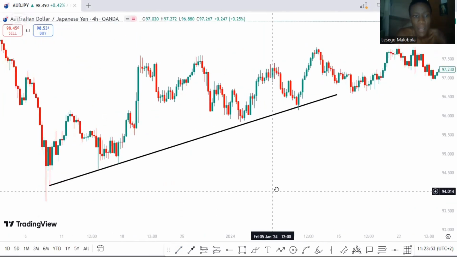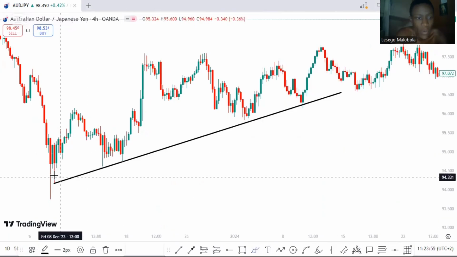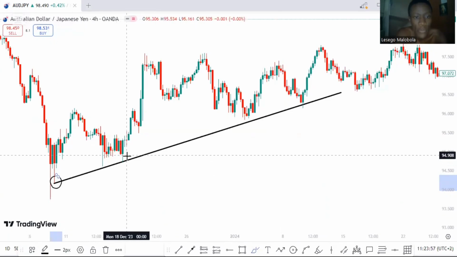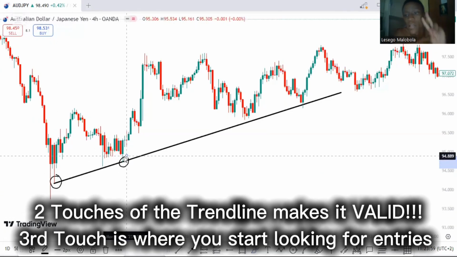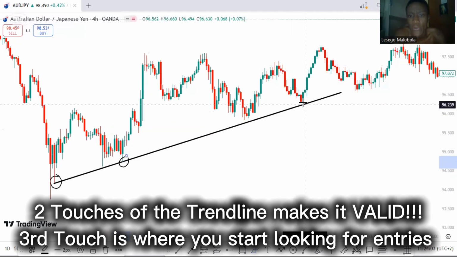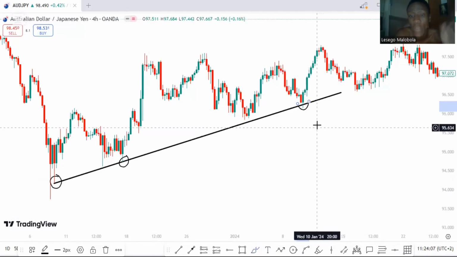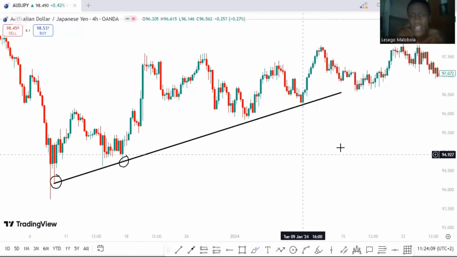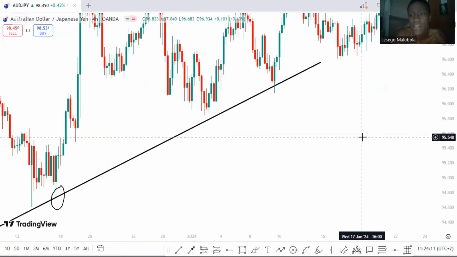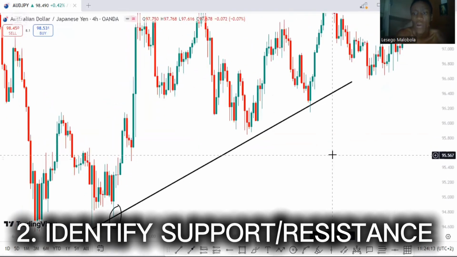Why do I say that? Because you can see that we clearly have a what? We clearly have a first touch here. We have a second touch here. Remember, guys, 2 touches of the trend line makes the trend line valid. You understand me? And obviously now we have a third touch right over here. And the third touch, that's where we start looking for what? For our entry point. So on the third touch, guys, we're gonna what? We're gonna now look for our support and resistance and also our candlestick pattern.